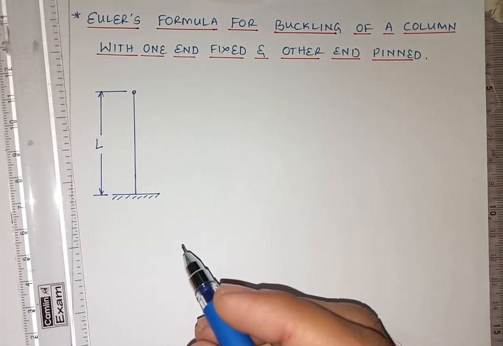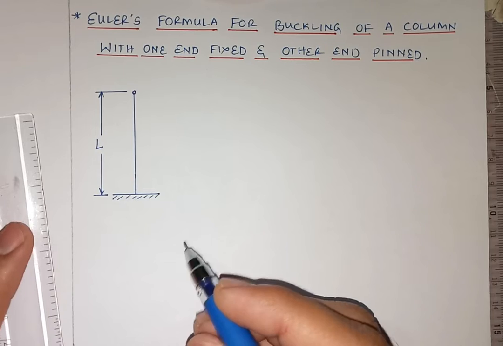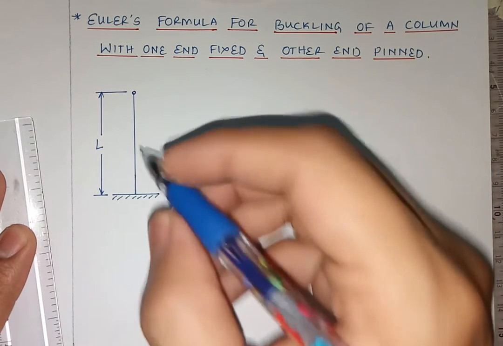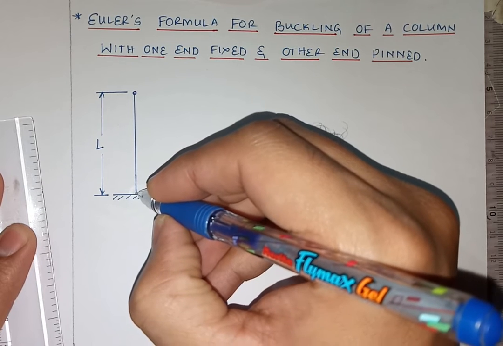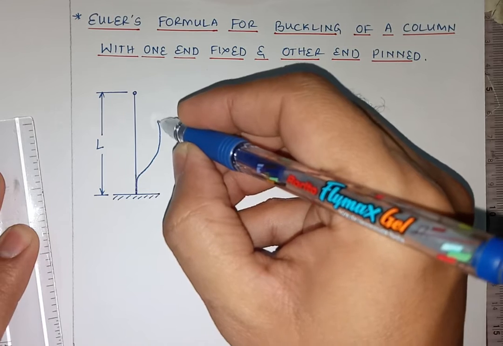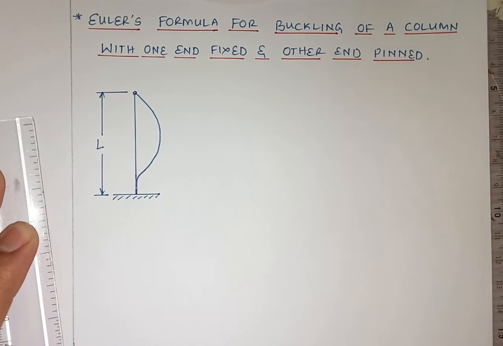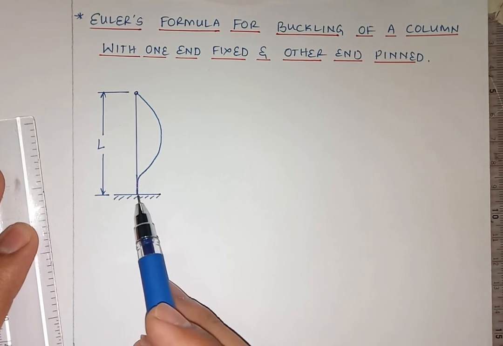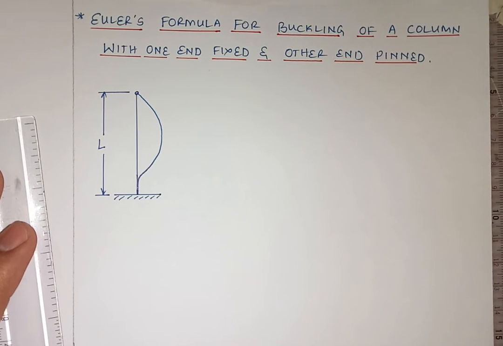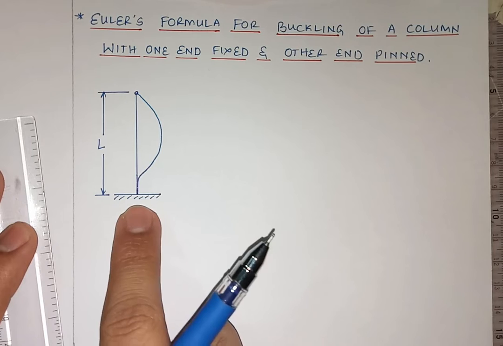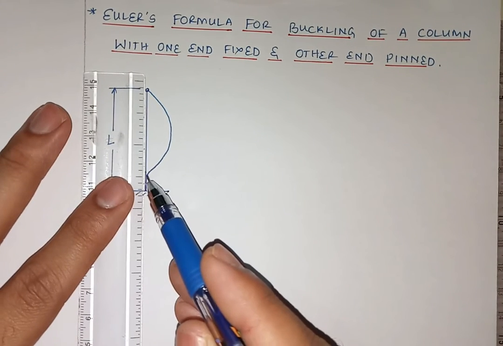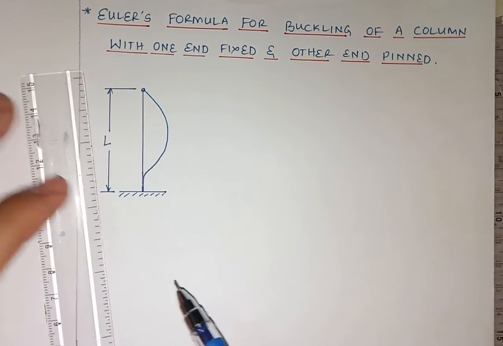Now let me mark the deflected part, or the final shape of the column after buckling. Since here it is fixed, it will be something like this up to a certain distance. So this will be the final shape. Here the slope will be 0 and at this particular point the value of y will be equal to 0. Since it is fixed, it should go parallel to this column up to a certain extent, and then from there it will get deviated.